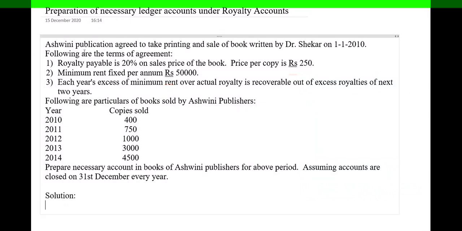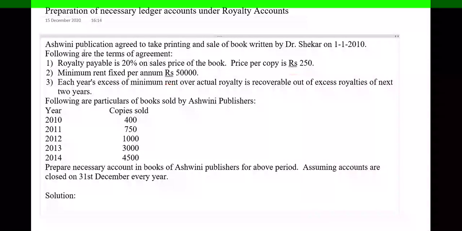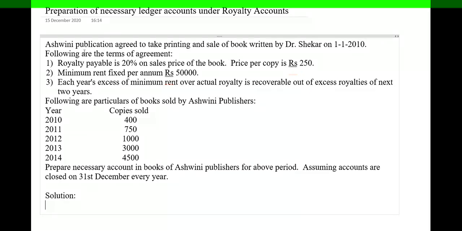So now let us discuss this problem here. Ashwini Publications agreed to take printing and sale of the book written by Dr. Shekhar on 1/1/2010. The terms of agreement are royalty payable is 20% of the sales price of the book. Here price per copy is given as 250, so we should take 20% of 250. That will be the amount of the royalty per book here. Then the minimum rent agreed here is 50,000, and such minimum rent is recoverable out of the excess royalties of the next 2 years. Then we have been given directly the copies sold here.